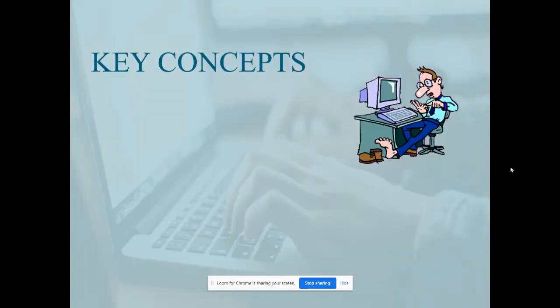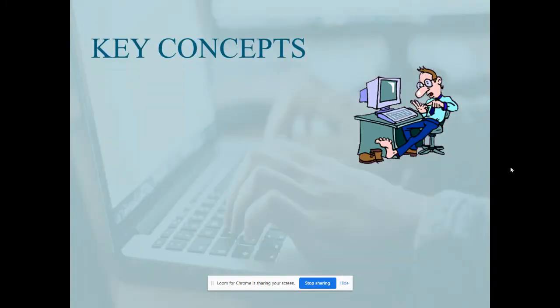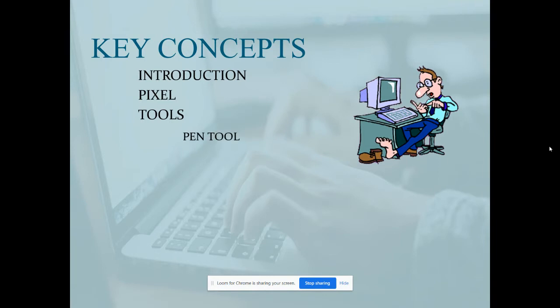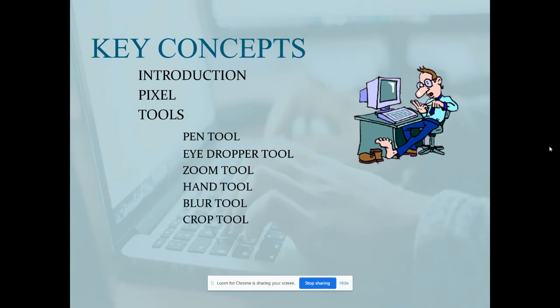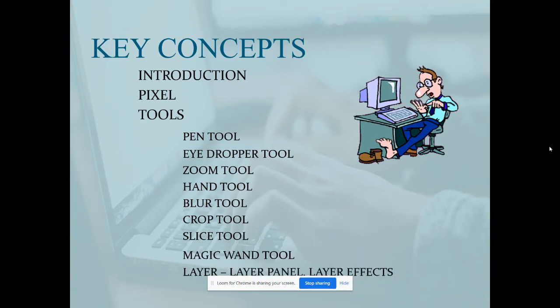So what are the key concepts being discussed in this session: introduction to Photoshop, and then what is a pixel, and then the different tools used in Photoshop like pen tool, eyedropper tool, zoom tool, hand tool, blur tool, crop tool, slice tool, magic wand tool, and layer panel, and layer effects. The main objective is that you are going to learn the basics of Photoshop.